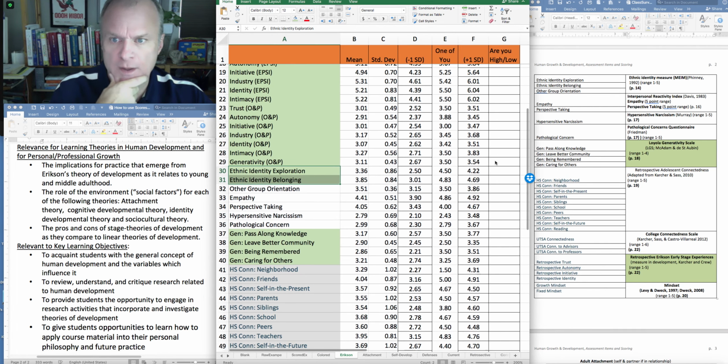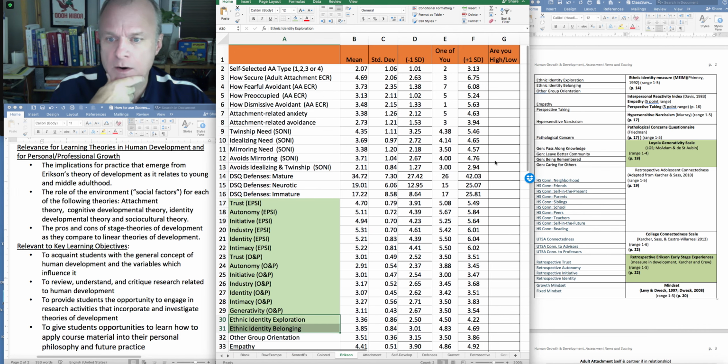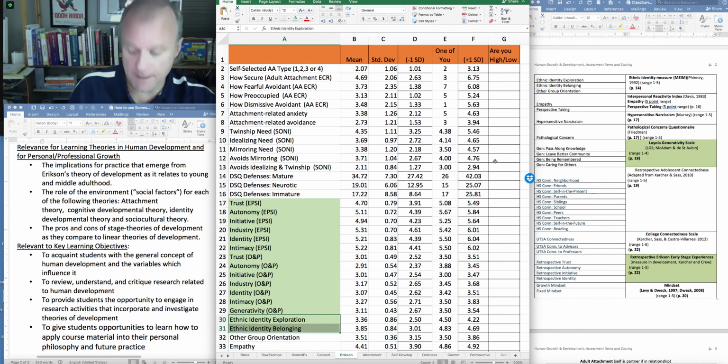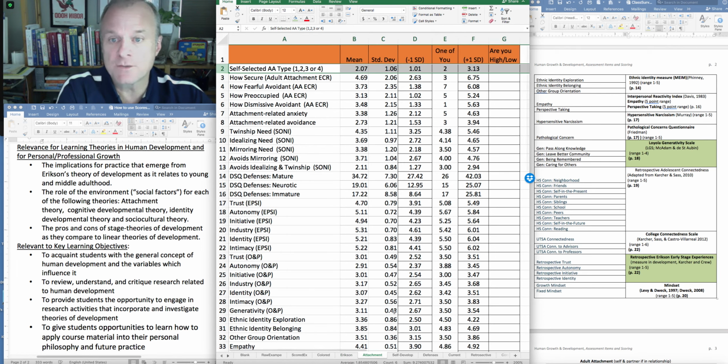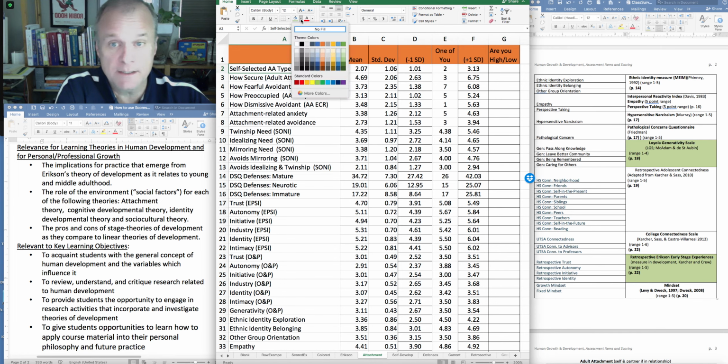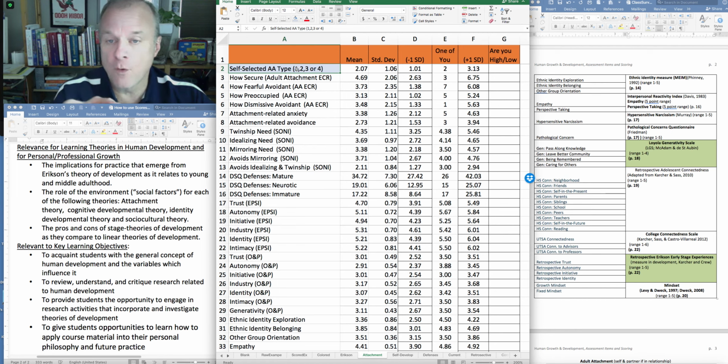Okay, so I think those are our Erikson scales. I'm going to save this real quick. Now, let's go to our attachment. Okay, so attachment scales. We already discussed these. This is a categorical attachment scale. I'm going to color this. So I'm going to do something red, for like love, but I don't see any red. We'll just try light blue. So light blue for our attachment scales.